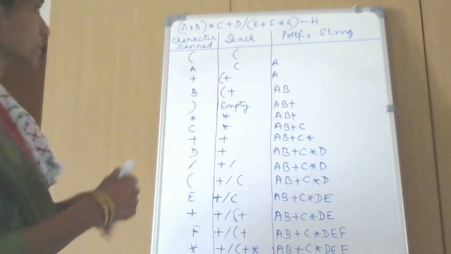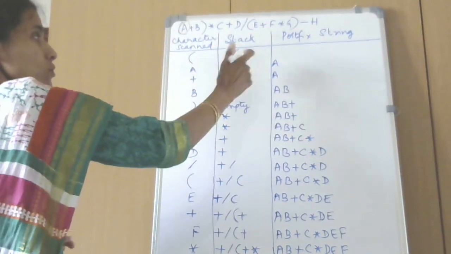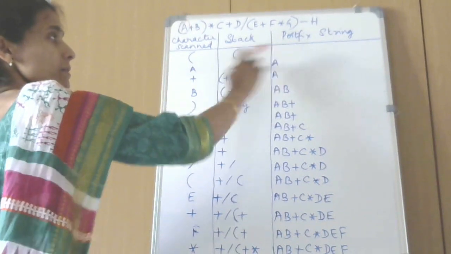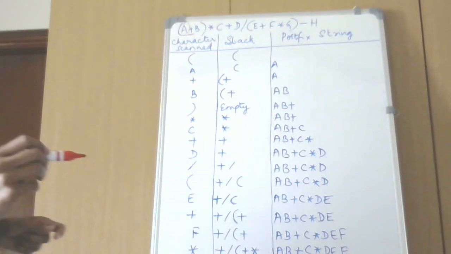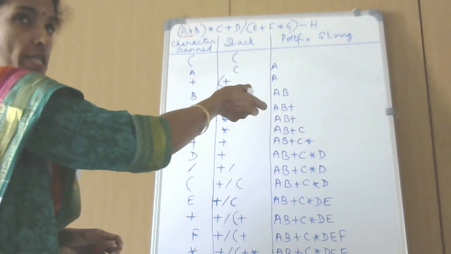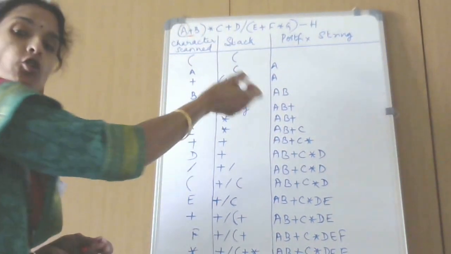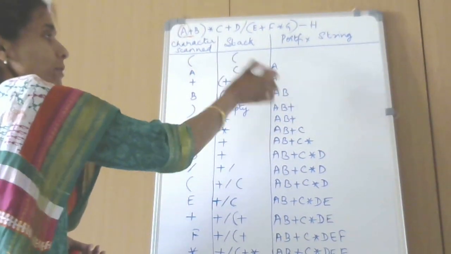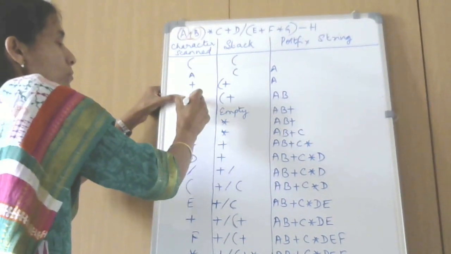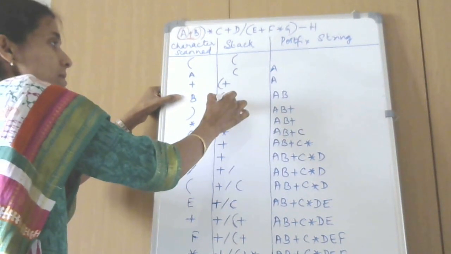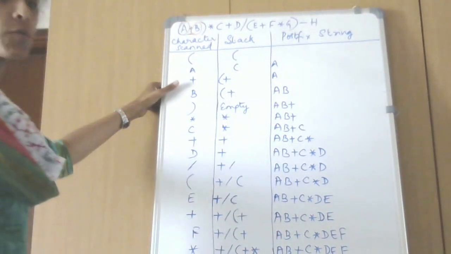Next character is A. A is an alphabet, so your stack will remain as it is, and A will go to the postfix string. Next character is plus. Plus is an operator, so I have to push it onto the stack based on priority. Inside the stack we have only one open parenthesis, which we are not going to compare. So plus is pushed directly and the postfix string remains A. Next character is B, an alphabet. The stack remains as open parenthesis and plus, and B will come to the postfix string.